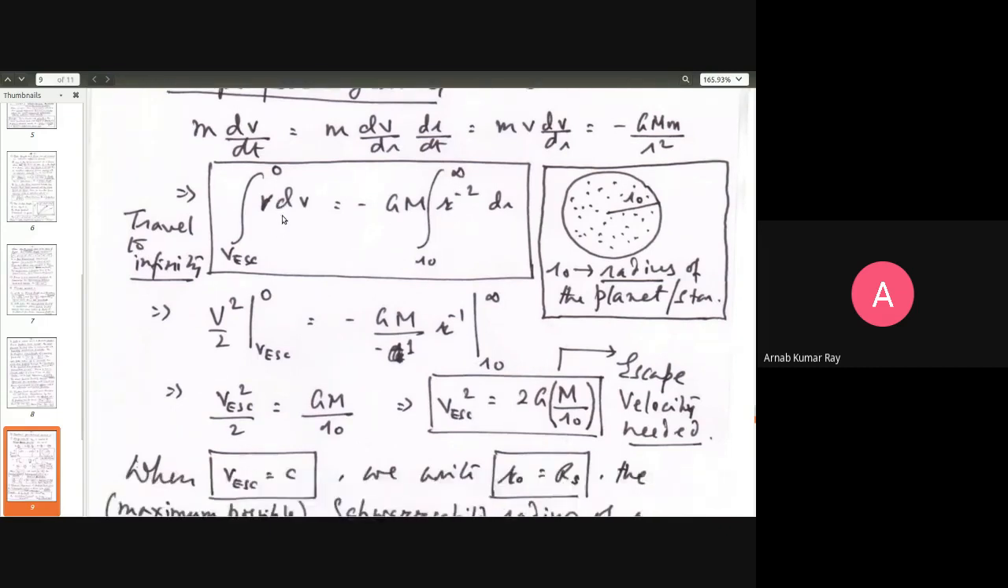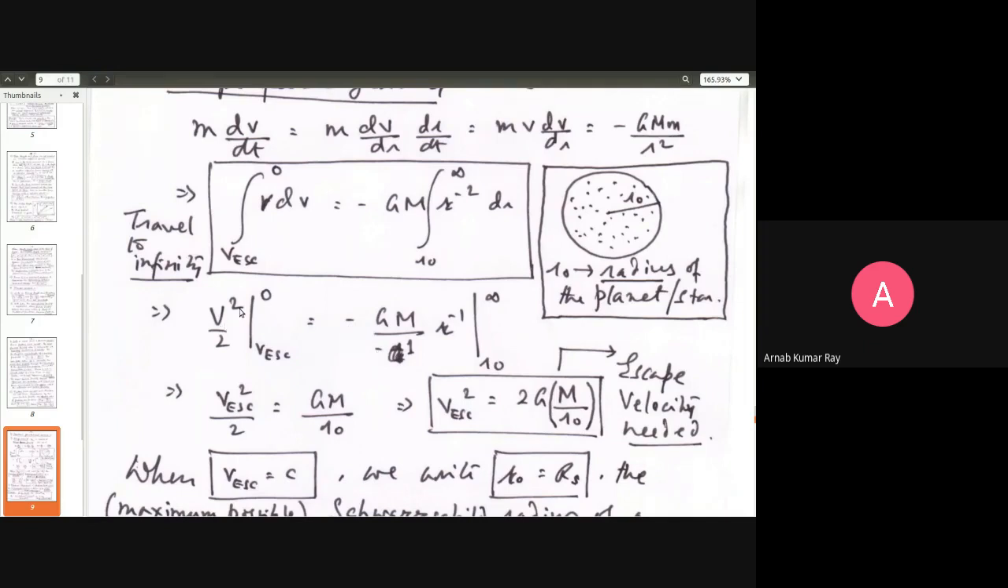So the left-hand side is, as written over here, travel to infinity. The left-hand side will give you v squared by 2, lower limit is v escape, upper limit is 0. Right-hand side, now let us see, minus GM. When you take r raised to minus 2 and integrate it, it will be minus 1 divided by minus 1 into r raised to minus 1, from r naught to infinity. This minus and this minus will cancel. Follow carefully.